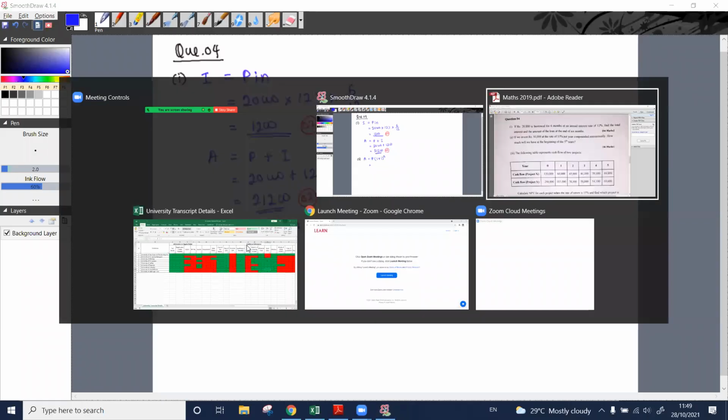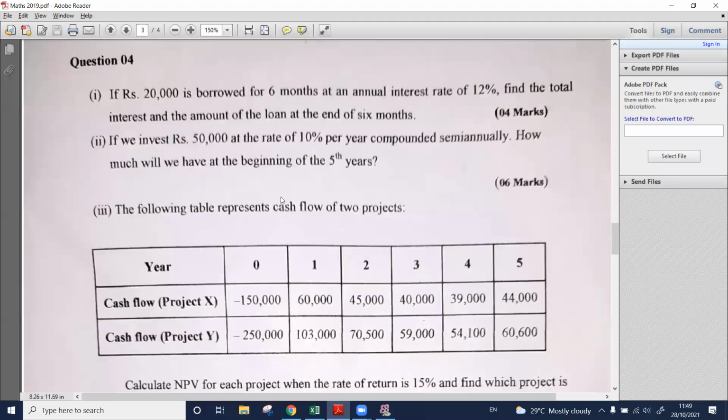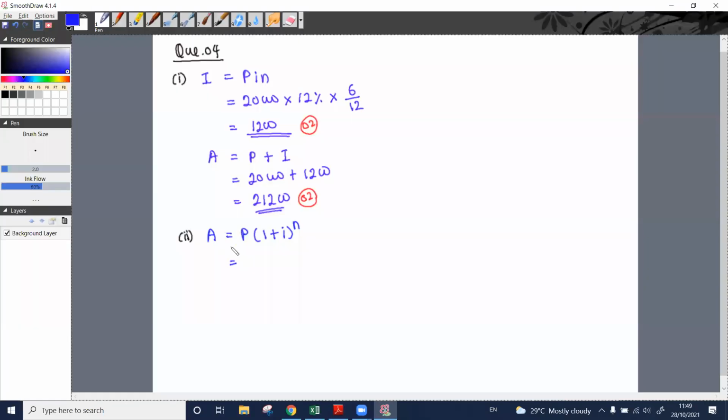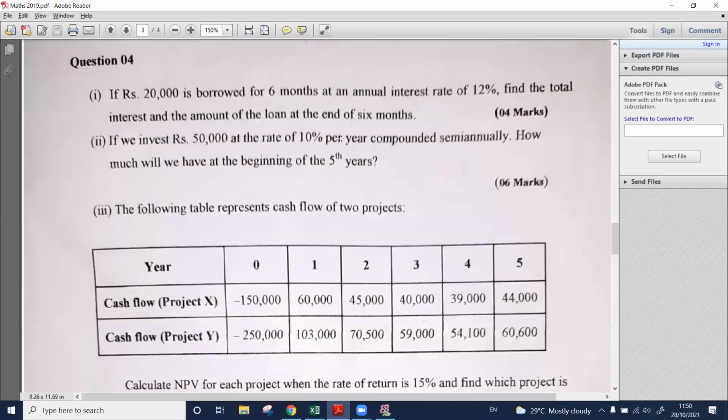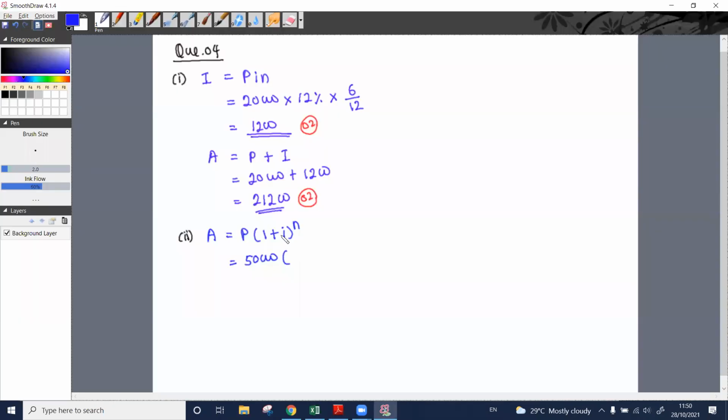Principal amount. He has invested 50,000 rupees. 50,000 is the principal amount. 50,000 into 1 plus I to the power n. 10% here. Since it is getting compounded more than one time a year, the adjustment of F is needed. Right? The adjustment of F is needed because it is getting compounded more than one time a year.